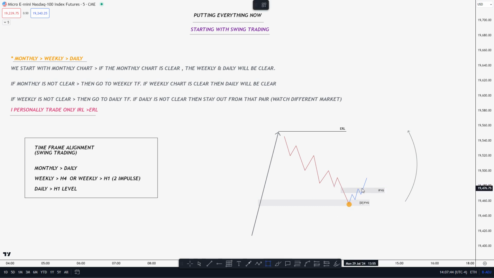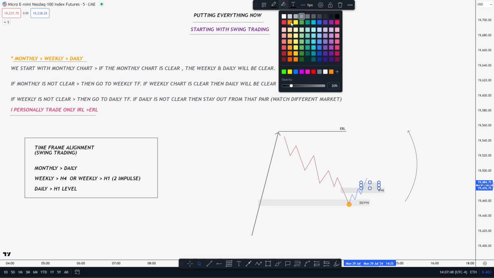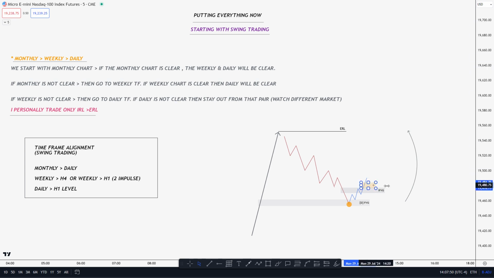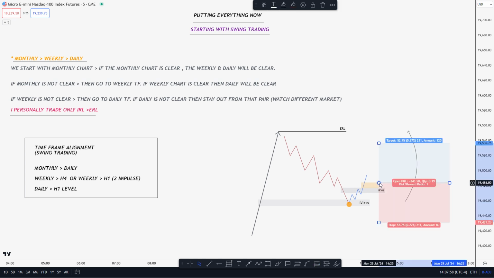Okay, let's say here we formed a bullish fair value gap, an H1 bullish fair value gap. So we have to do nothing, we have to place our limit at this H1 fair value gap. And whatever the last swing low is in our H1 time frame, let's say this is the last swing low, we will place our stop loss below it.